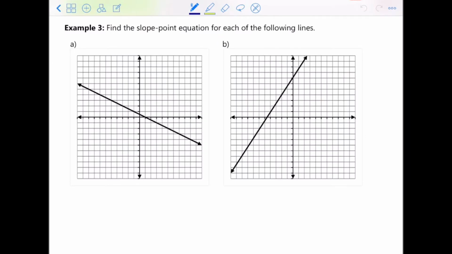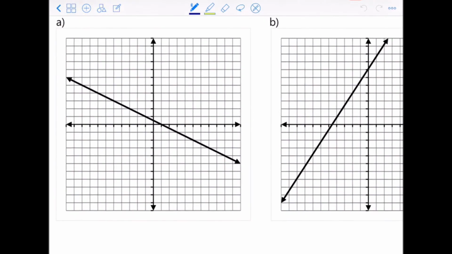All right, so for example 3, we're going to find the slope point equation for each of the following lines. Let's try part A first. What we need to know first is, in order for us to find an equation, we do need either a slope or points. In this case, we can actually pick 2 points first and calculate the rest. So let's pick a nice point for part A, like let's say 1 and 0. I'm just going to write down the coordinates here, and let's pick another one right here. This is a nice point to use. So 5 and negative 2.